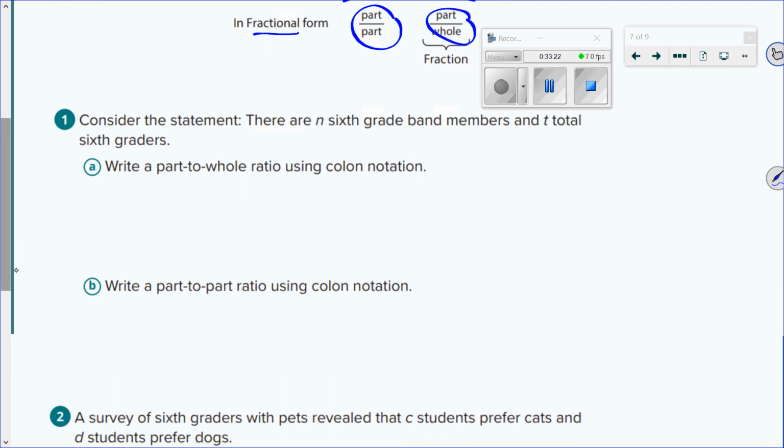So consider the statement. There are N 6th grade band members and T total 6th graders. Write a part to whole ratio using colon notation. Well, one thing we've covered but not too in depth so far is the use of variables. What does a variable mean?